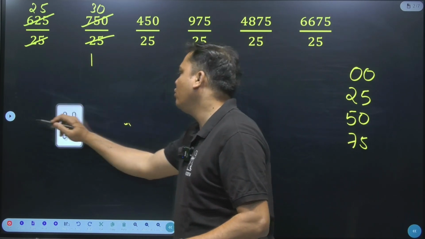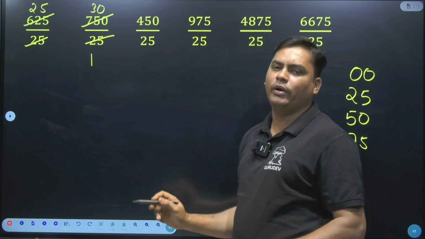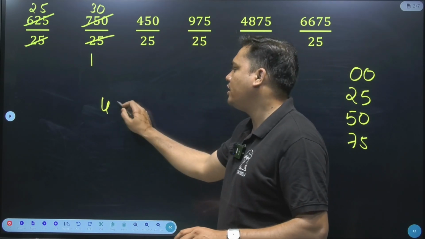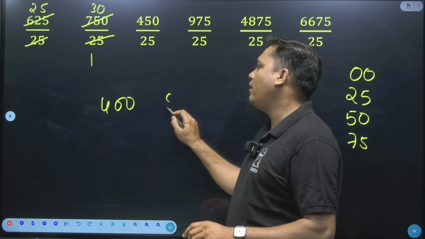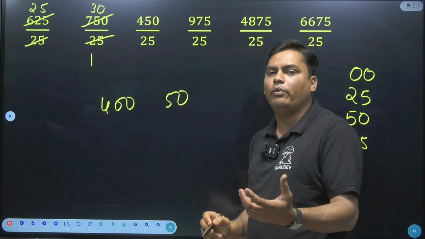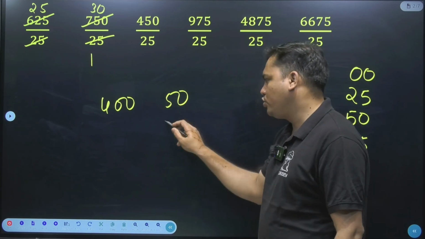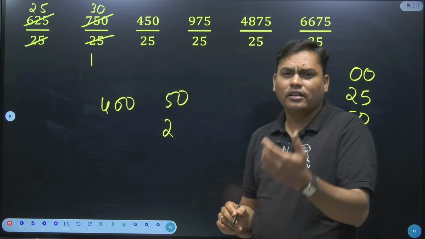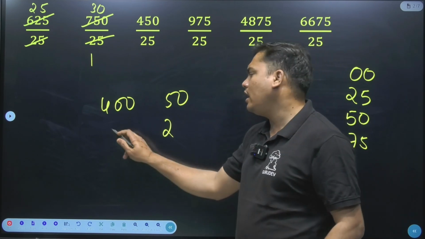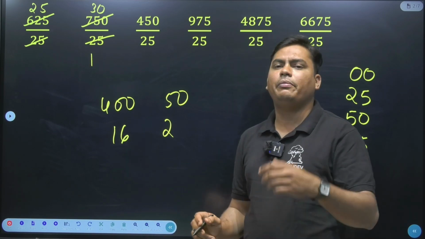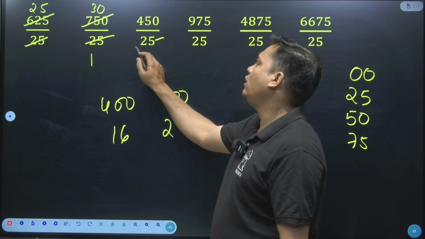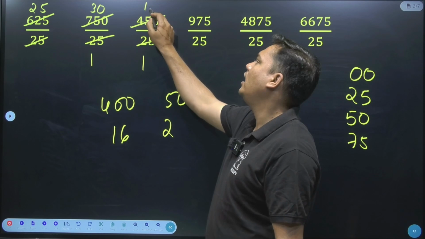Now if I ask you 450 divided by 25, by observation it has 400 and 50. How many 25s are there in 50? It is 2. How many 25s are there in 400? That is 4 4s are 16. 16 plus 2 will be 18. So 25 ones are 25, 18s are 450.